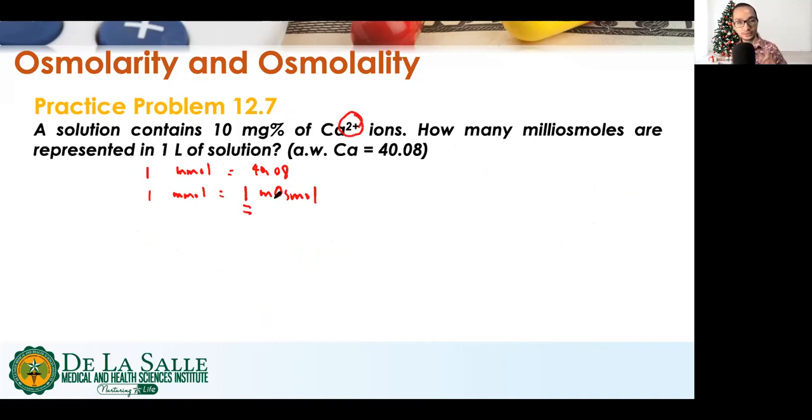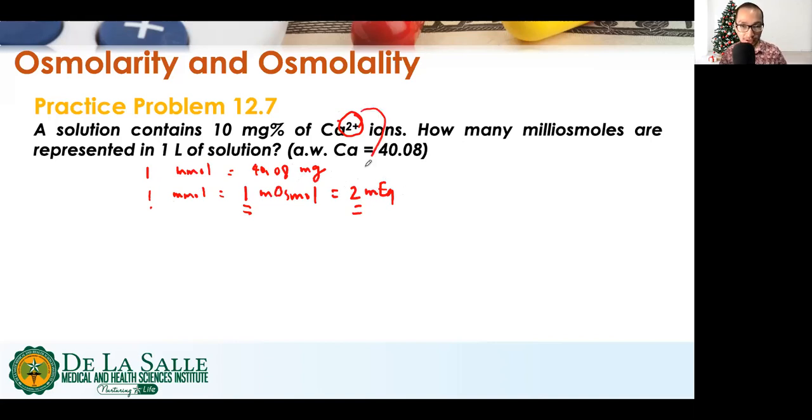This is the most common misconception of students. Remember that the milliosmol does not depend on the valence. It is the milliequivalent that does. That is the difference between the two. So 1 millimole of calcium ion weighs 40.08 milligrams. 1 millimole of calcium ion is equivalent to 1 milliosmol, and it is also equal to 2 milliequivalents.